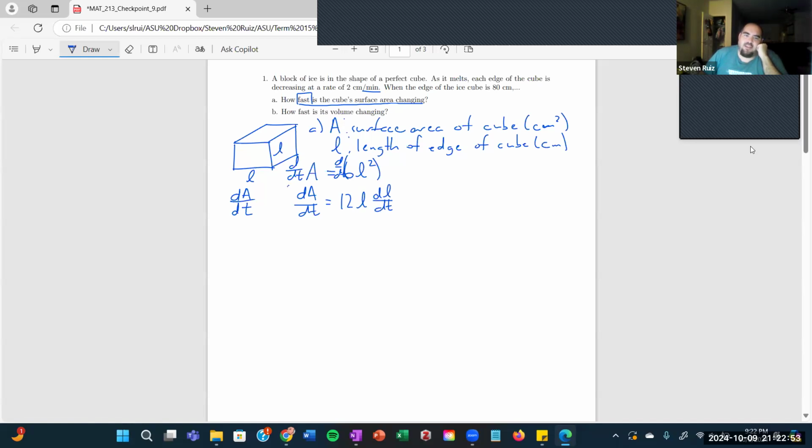So I want to find dA/dt. I hope I know what L is, and I hope I know what dL/dt is. So what does L stand for? We wrote this down. The L stands for the length of the edge of the cube.